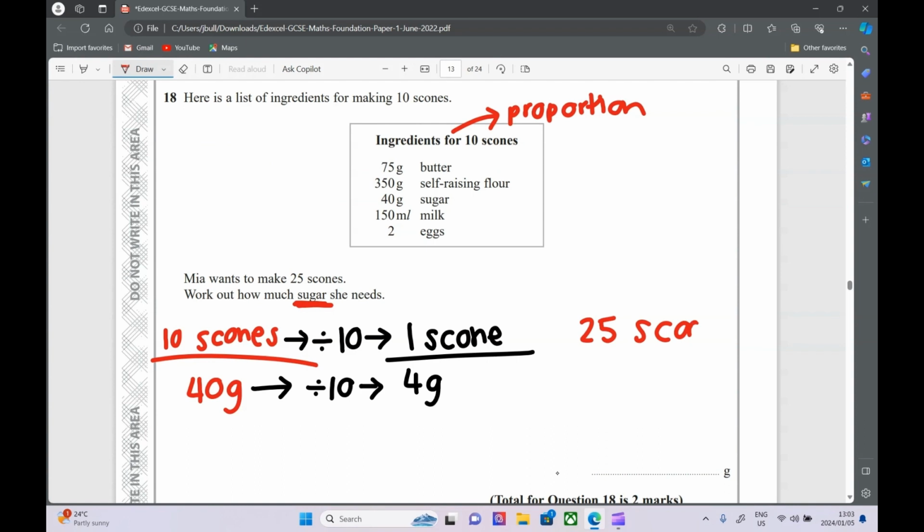So for 25 scones, I would have to times this by 25. And so I'm going to do the same to the sugar. So 4 times 25 is 100 grams of sugar. And so you can see, really straightforward, we've worked it out. With these ones, they often give us all the ingredients because they want us to do lots of work, but all we need to do is look at the sugar. That's all they've asked for.